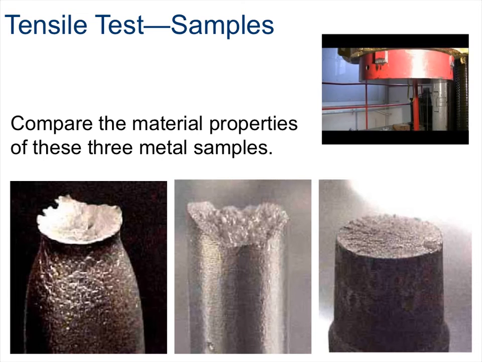Unlike brittle materials that show little, if any, reduction in the cross-sectional area where fracture occurs, and they exhibit a more flat and uniform fracture pattern. So based on these 3 pictures, you would assume that the first 2 materials are more ductile than the one that's all the way on the right, which would be considered a more brittle material. At the top right corner, you can watch a tensile test in action.